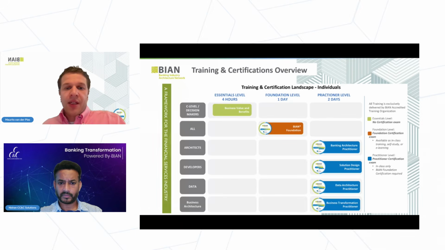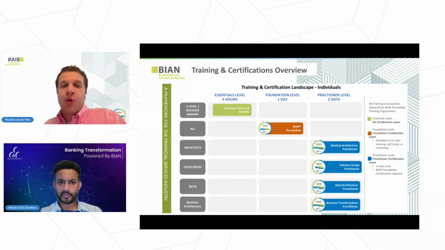So the BIAN Banking Architecture Practitioner training and certification is really about, as the name says, architecture. And that's a 2-day course. And the idea is that it's not only the theory, but also more the practice, going much more into case studies. Then there in the left top, you also see the C-level business value and benefits.